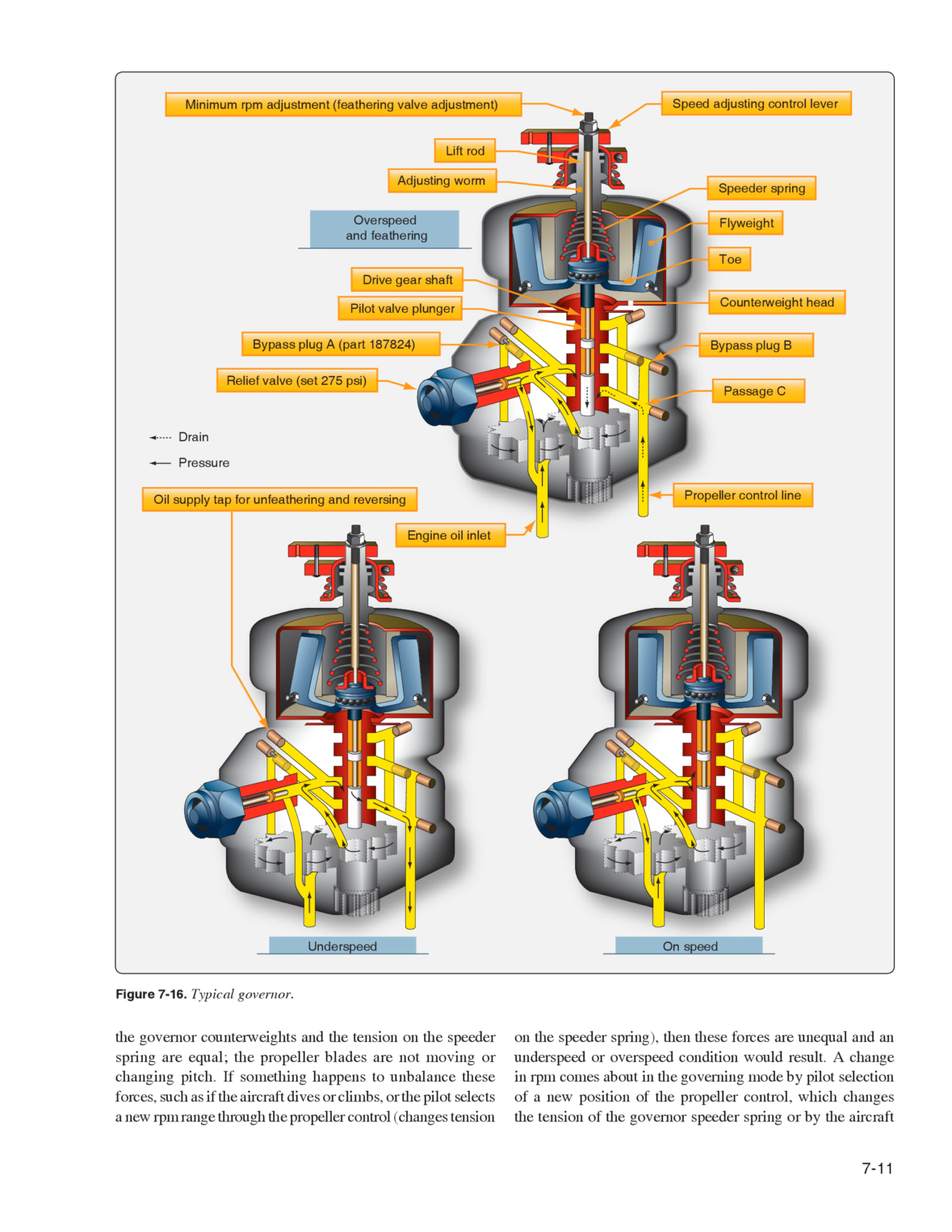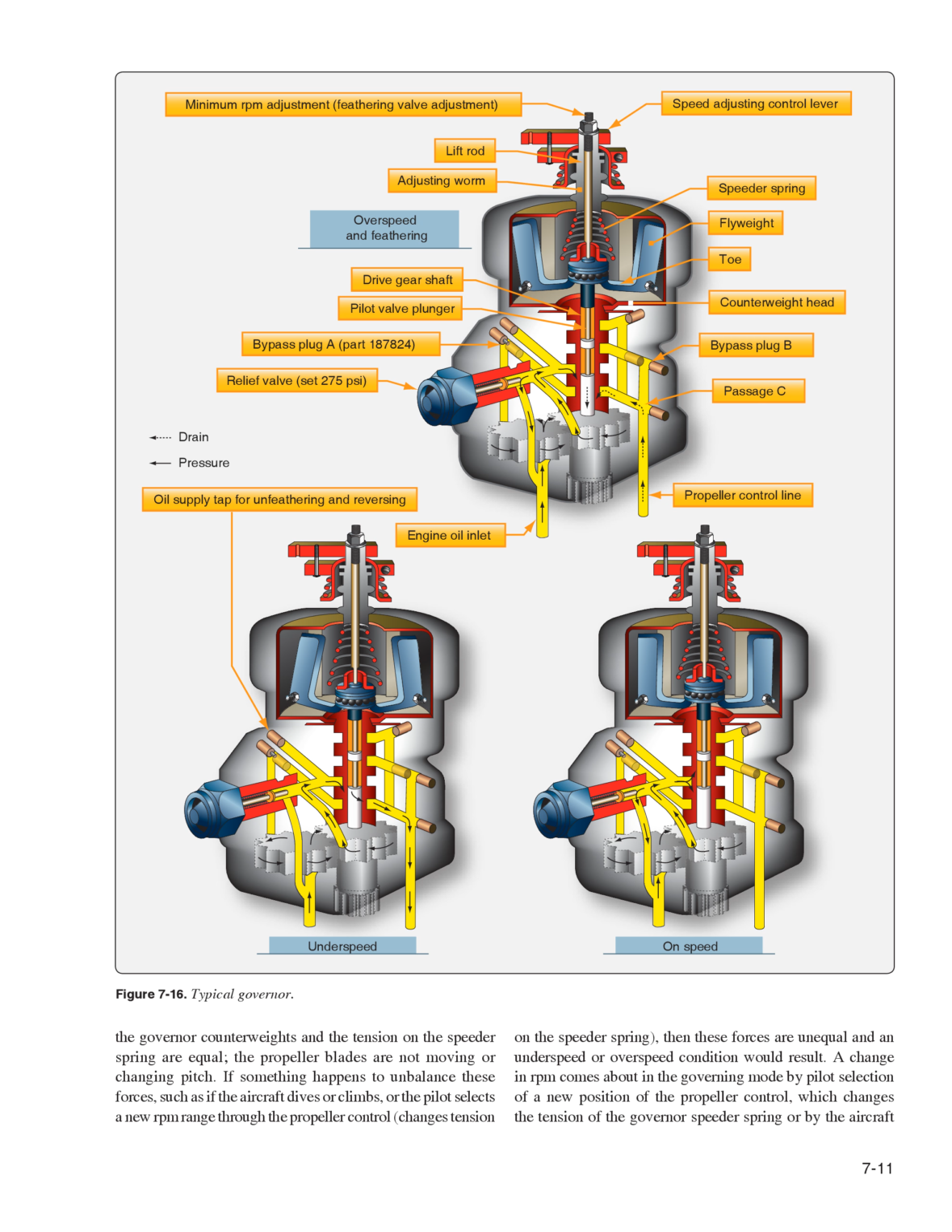If something happens to unbalance these forces, such as if the aircraft dives or climbs, or the pilot selects a new RPM range through the propeller control, which changes tension on the speeder spring, then these forces are unequal and an underspeed or overspeed condition would result.